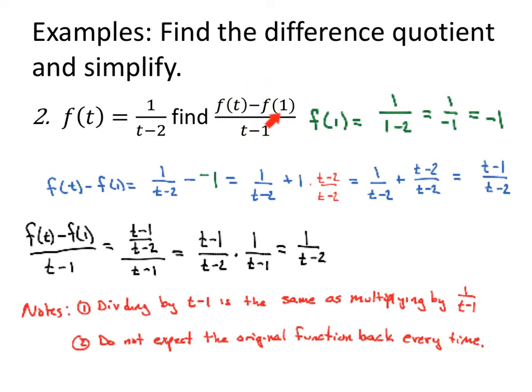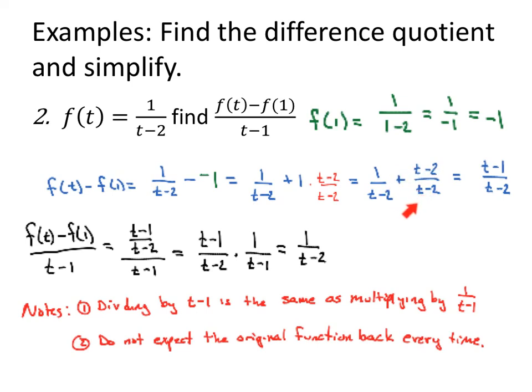I could take a look at the entire rational expression, but I want to just look at this numerator first. F of t minus f of 1. That's 1 over t minus 2 minus negative 1, which becomes 1 over t minus 2 plus 1. But if I want to add a rational expression with an integer of 1, I'll need a common denominator. So I'm going to multiply 1 by the fraction t minus 2 over t minus 2, common denominator. Whatever we do to the numerator, we must also do to the denominator. So instead of 1 over t minus 2 plus 1, it's now 1 over t minus 2 plus t minus 2 over t minus 2.